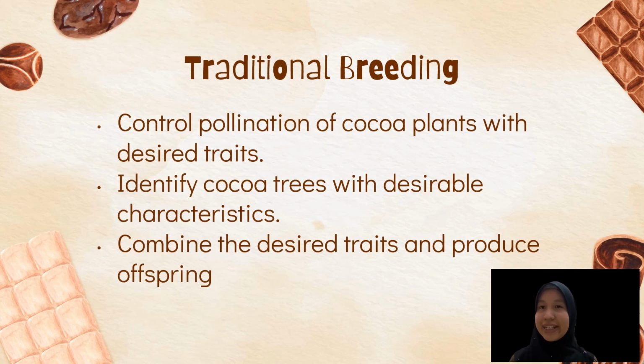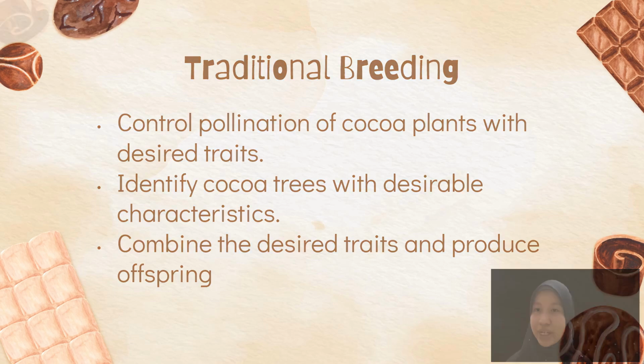So, what is traditional breeding? Traditional breeding is a method involving controlled pollination of cocoa plants with desired traits. This process requires identifying cocoa trees with desirable characteristics such as disease resistance, high yield, quality flavor, and tolerance to environmental conditions. This breeding method is a combination of the desired traits to produce a new offspring.